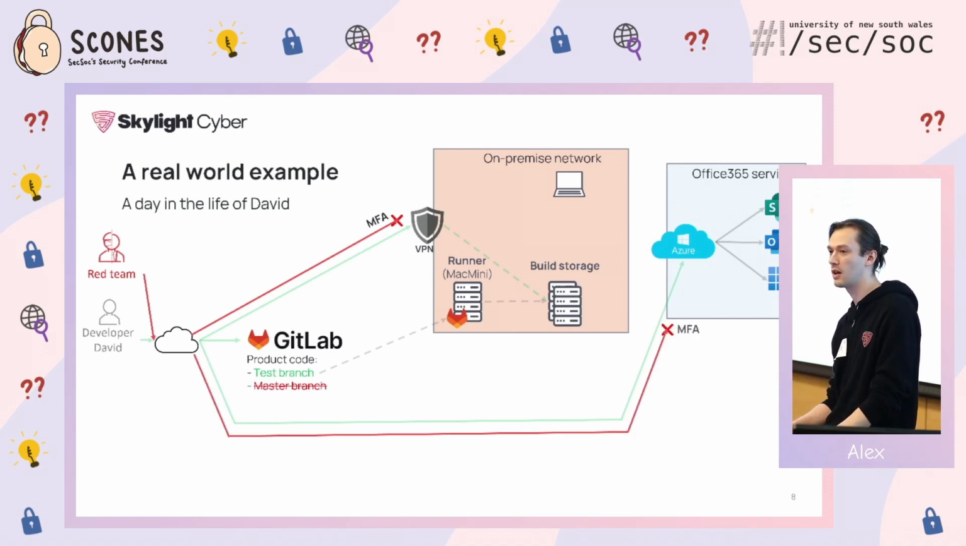We also can't get to his email or any important documents because Azure also has MFA turned on. So with just his password, we can't really access these things that we would like to access. And this is how it should be.